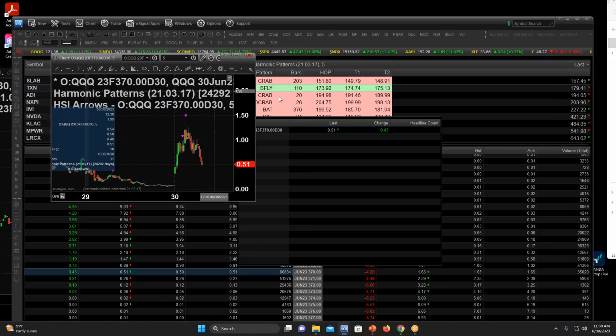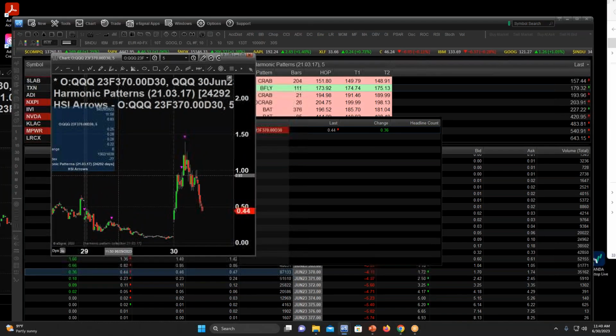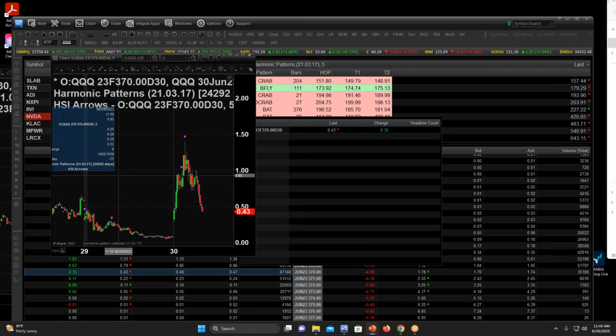NVIDIA, Microsoft, the QQQs from yesterday, they all had multiple pattern situations that were huge and obvious for us, because we're harmonic traders. We look at that stuff all day long. You see 3 patterns in multiple charts, you're saying to yourself, okay, wow, there's really something there. I mean, again, go back. This is where we started today.